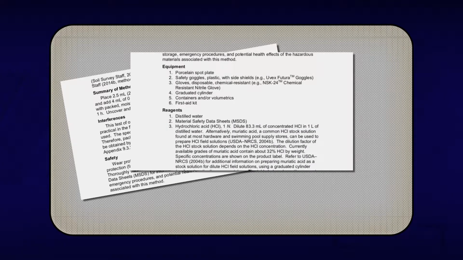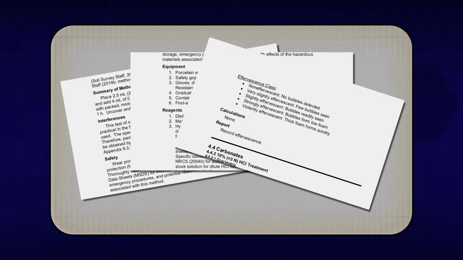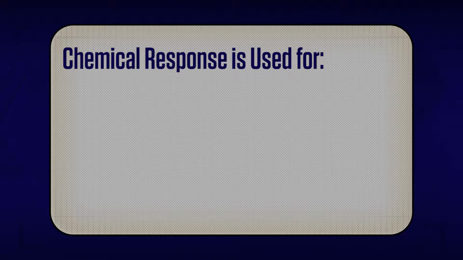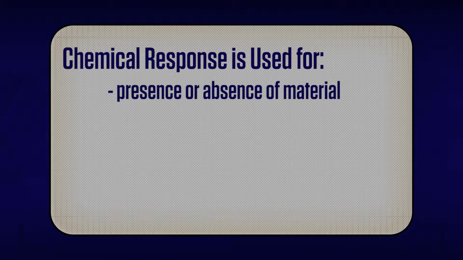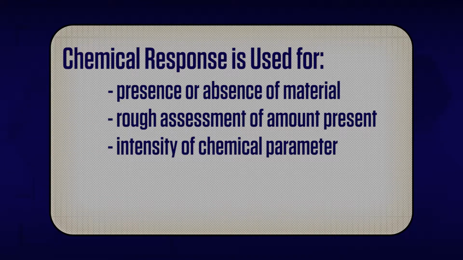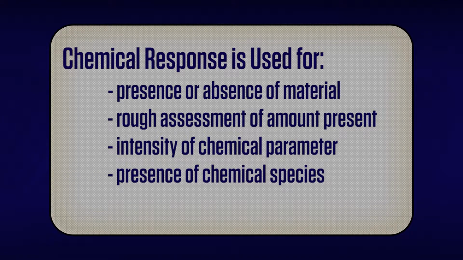Also note the equipment list, detailed procedure, and how to report measurements and classes. Chemical responses are used to identify the presence or absence of certain materials, to obtain a rough assessment of the amount present, to measure the intensity of a chemical parameter, for example, pH, or to identify the presence of chemical species, for example, ferrous iron in the soil.